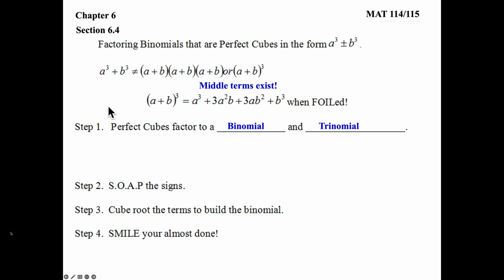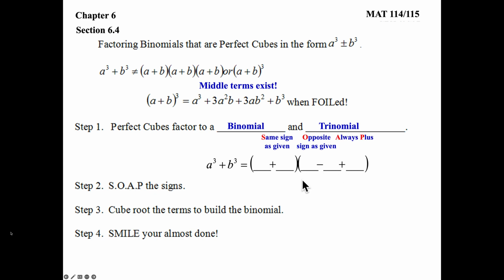So if I was looking at this a cubed plus b cubed, I would want to write a binomial, 2 blanks, a trinomial, 3 blanks. Then what we're going to do is SOAP the signs. An acronym: S stands for the same sign as you're given in the problem, so that's a plus. O is for the opposite sign that you're given. These two signs here are always opposite. AP is for the last sign, always plus. So step 1 and step 2 should now be done on the very first step.